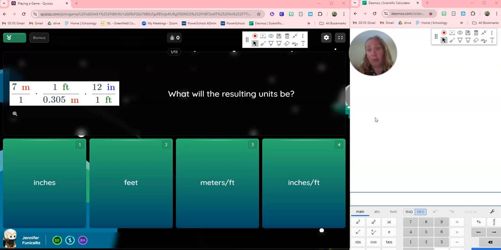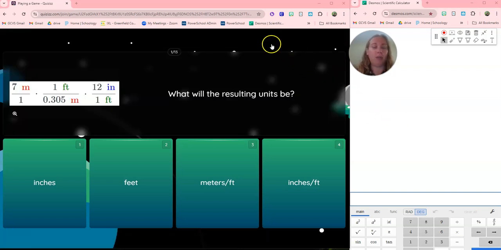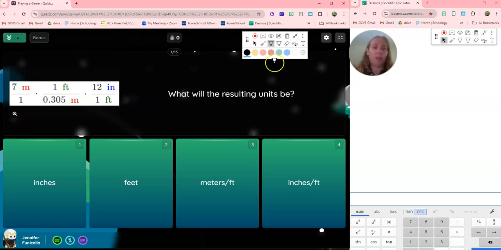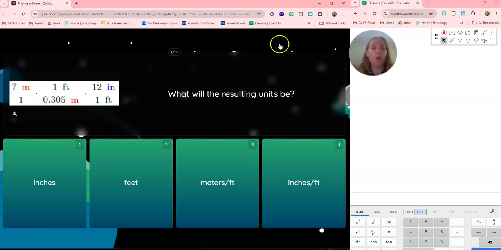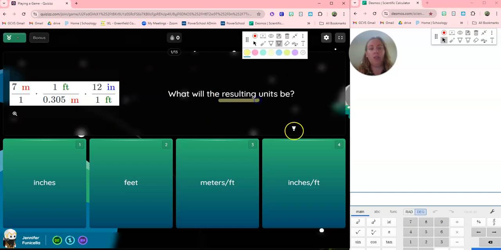I'm sure it will be in two parts, so we'll do the first part. Here we go. Question 1. Be mindful if your answers are in a different order. That may happen, so just be aware of that. So this question says, what will the resulting units be?